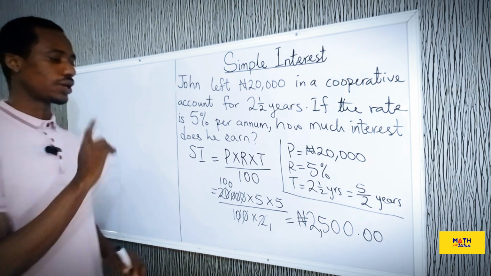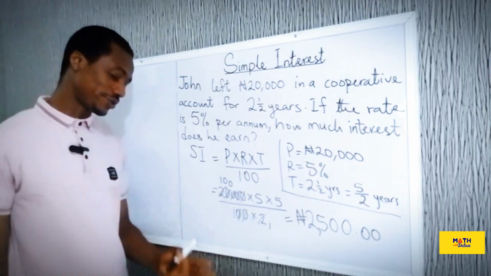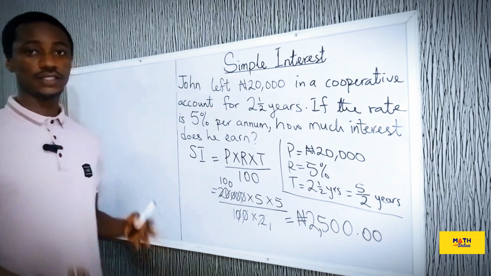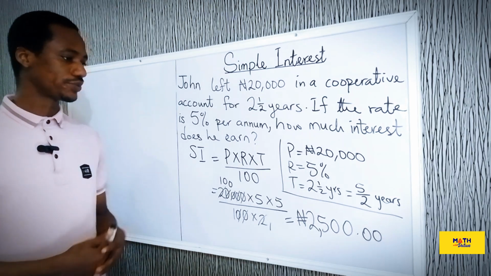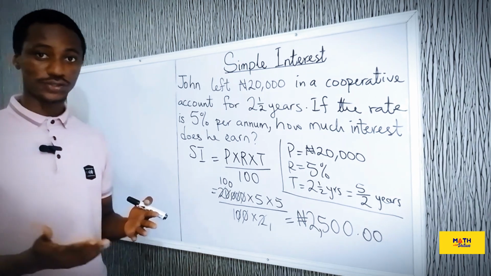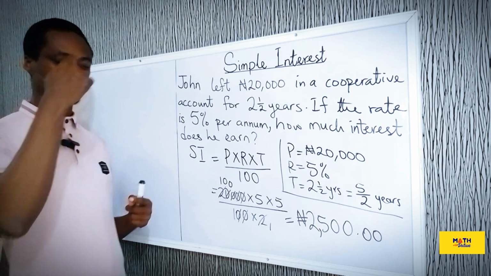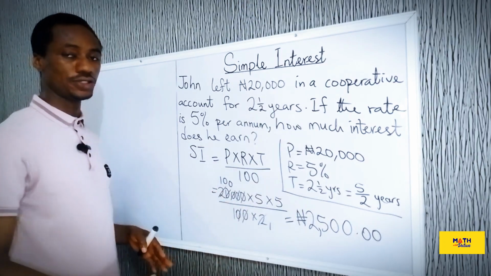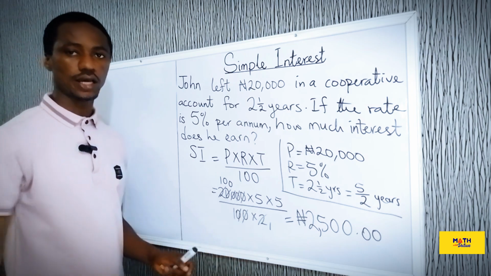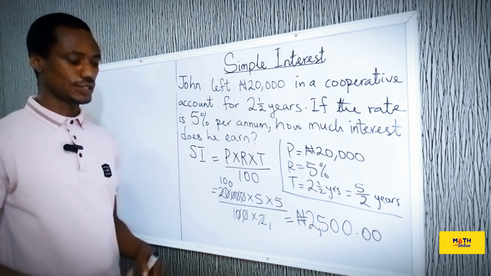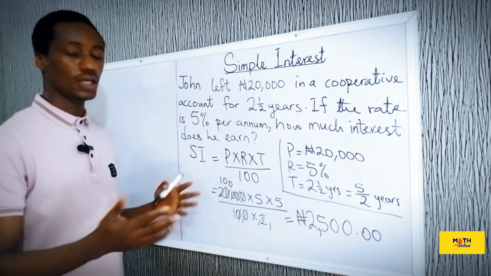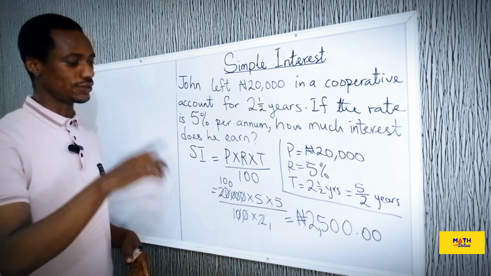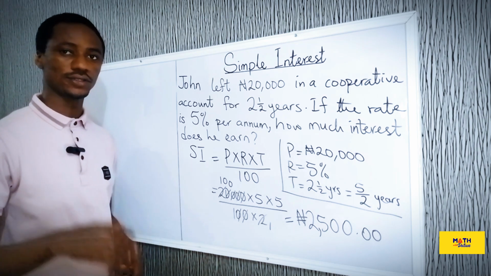So always remember the simple formula for simple interest: principal times rate times time divided by 100. And if you have a fraction, just put the numerator of the fraction up with the other terms, and then the denominator with 100 as a multiple. Then you do your division and get your final answer. So the final answer is 2,500.